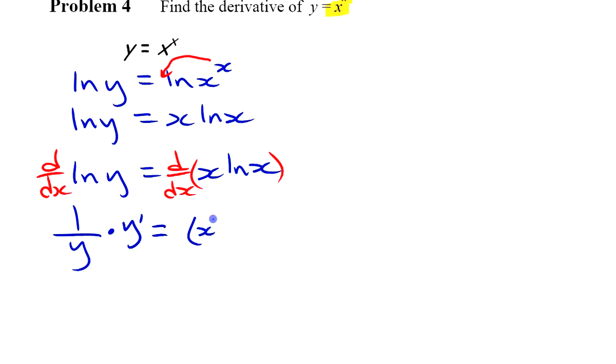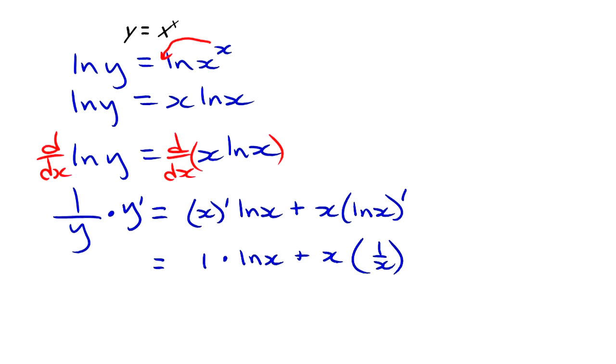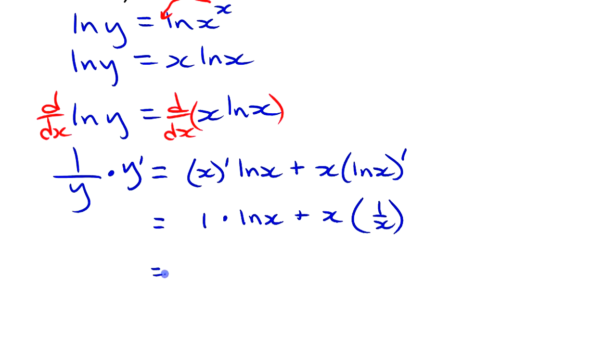So we're going to have x prime times ln x plus x times ln x prime, or in other words, 1 times ln x plus x times 1 over x. We simplify that a little bit. We have ln x plus 1, right? Because x times 1 over x is 1. We had still on the other side 1 over y times y prime.